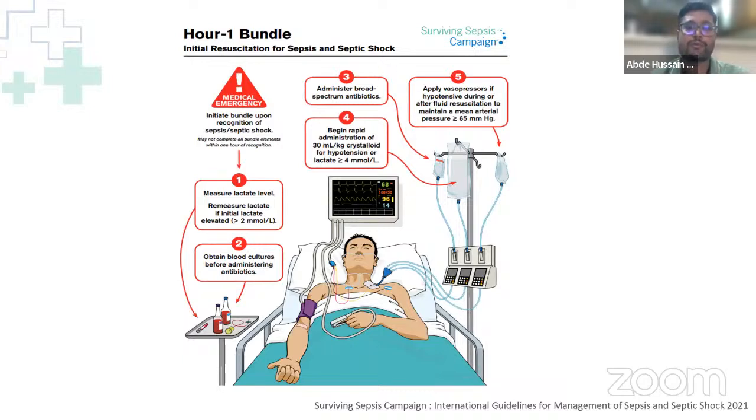The next step is rapid administration of fluids, particularly crystalloids. The dose that has been described is 30 ml per kg for hypotension, or in cases of lactate of more than 4 mmol per liter. And if the blood pressure and hemodynamics are still not being managed, we can use vasopressors for this hypotension to maintain a mean arterial pressure of more than or equal to 65 mmHg.